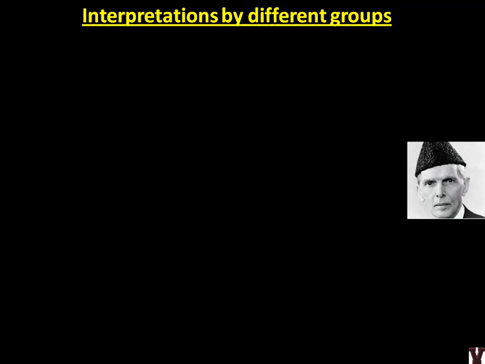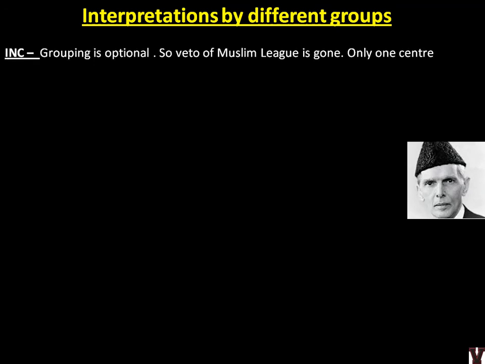Now we will see the interpretations by different groups, because they gave this plan. Now each group will interpret it. The Indian National Congress thought that the grouping is just optional. The ABC group, it is optional. So the veto of the Muslim League is gone and there is only one center. So they were thinking, okay, this is good in a way. But what about the Muslim League?